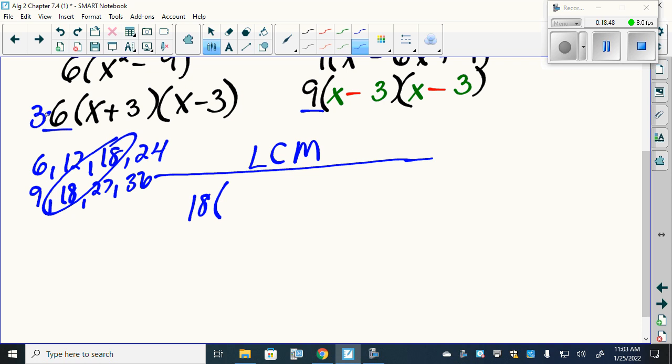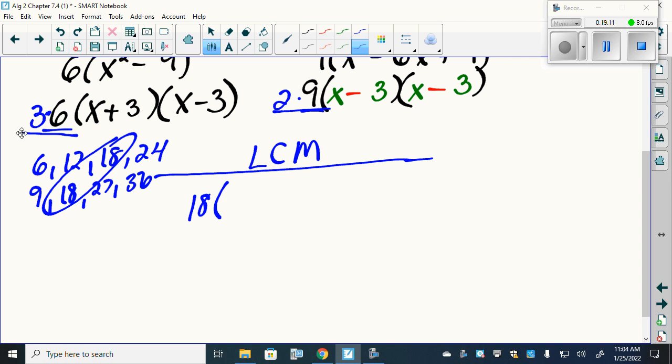3, because 6 times 3 would give us 18. They would be the same. What would I need to do to the 9? So at this point, both of these numbers would be the same at 18. So we've got them a little bit closer to being the exact same.